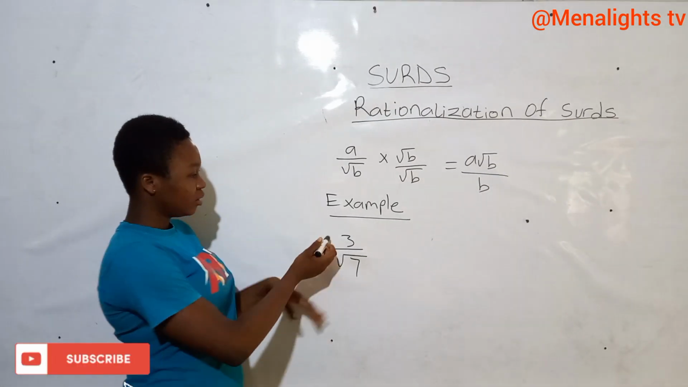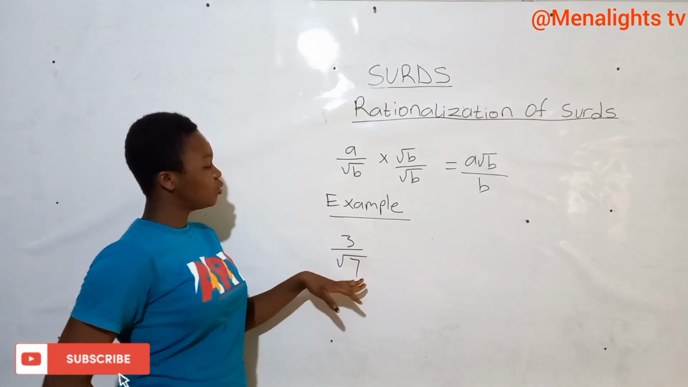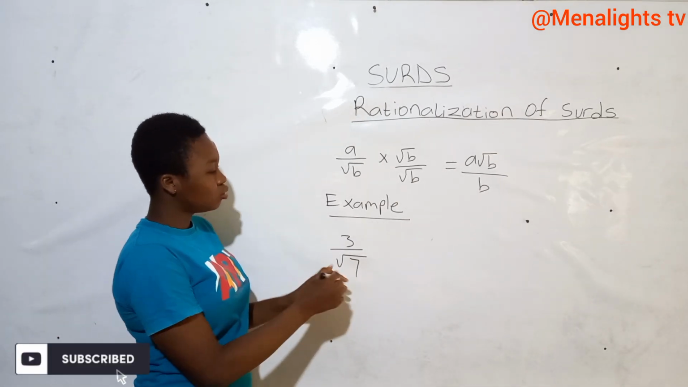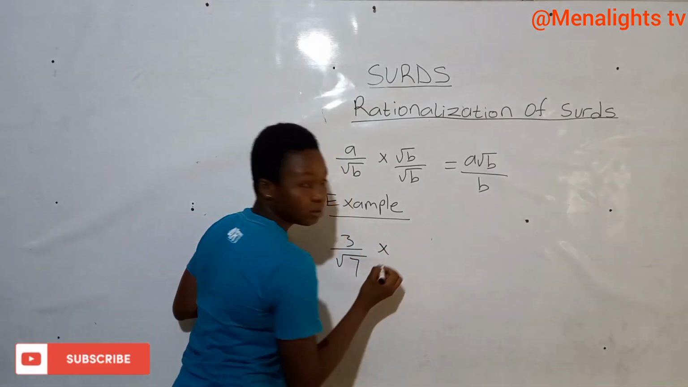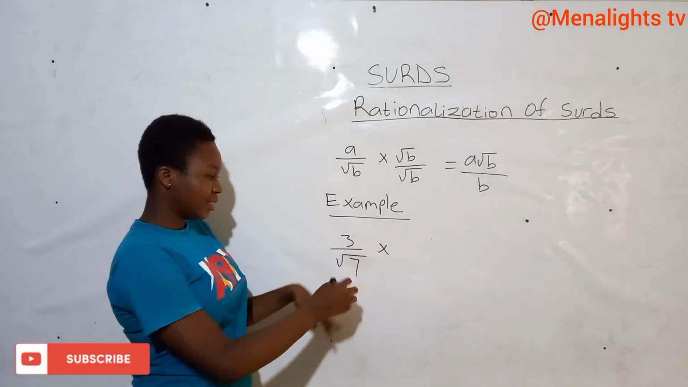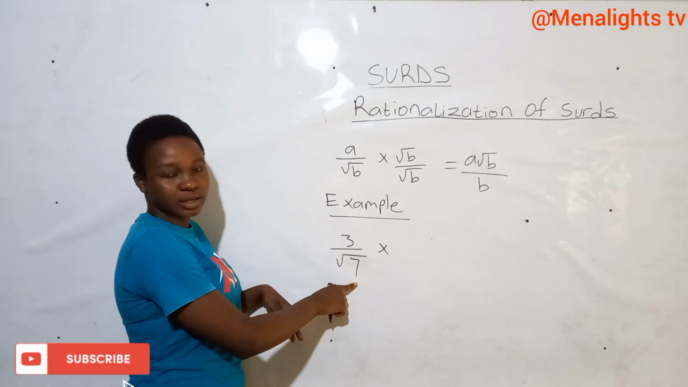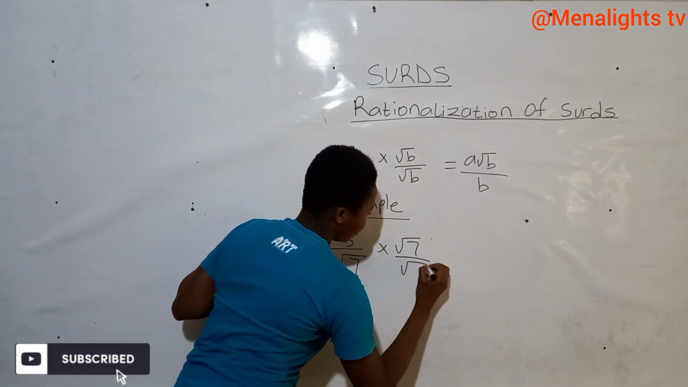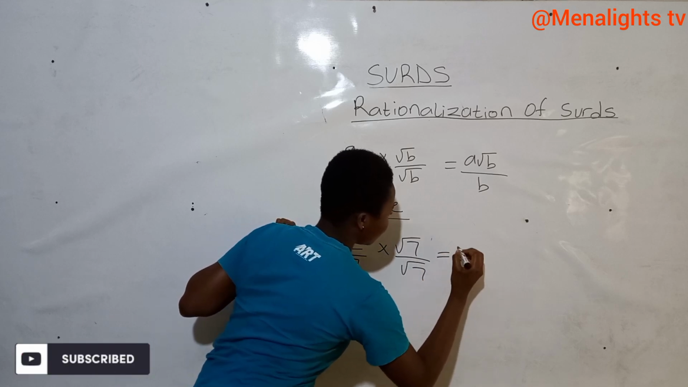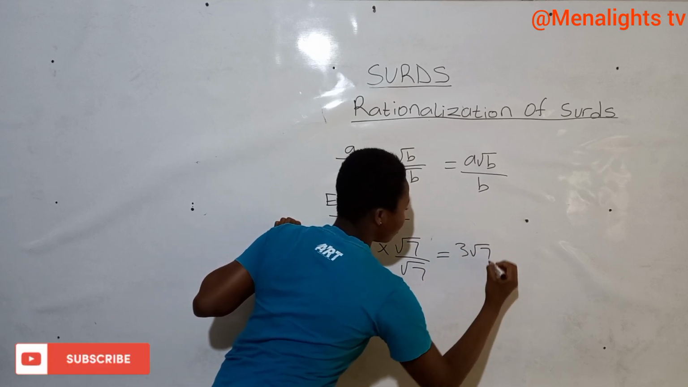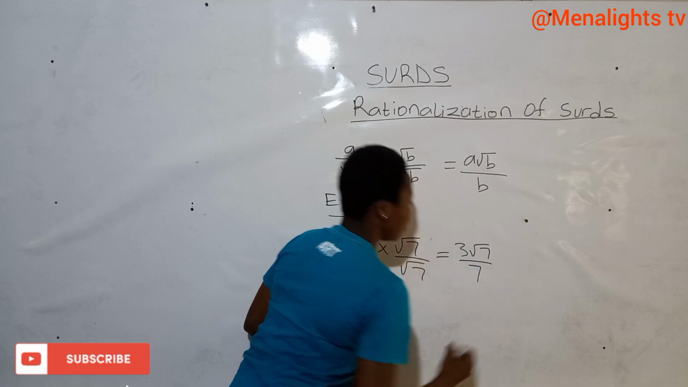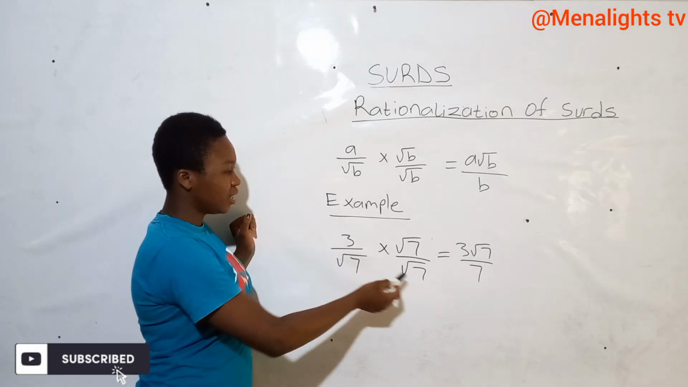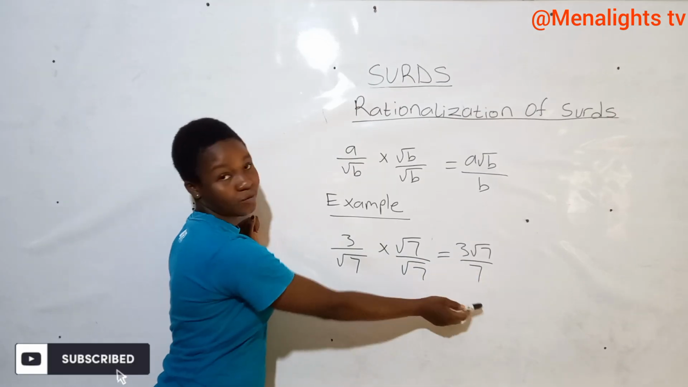Let's take 3 over root of 7. We want to make this root of 7 become a rational number. By so doing, we multiply the numerator and the denominator by this irrational number, which is root of 7 here. So we have root of 7. Multiply the whole thing by root of 7 all over root of 7. So here we get 3 root 7 all over 7.